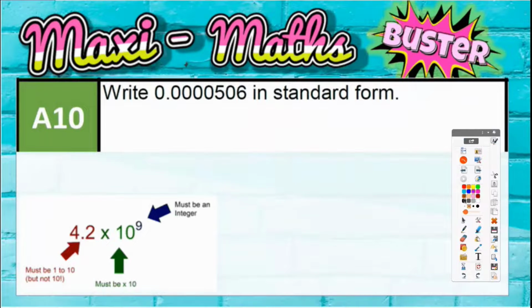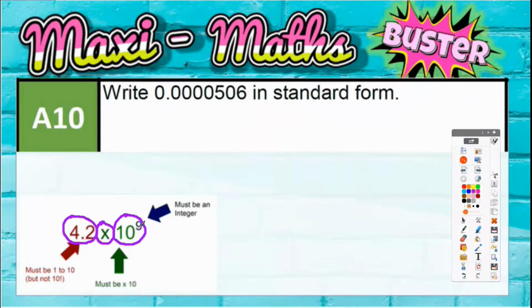Question 10. Write 0.0000506 in standard form. Now remember, standard form has to have three parts. It's got to begin with a number between 1 and up to 10, but it can't be 10. So in other words, 9.9 recurring. It's got to have a times sign and it's got to have a power of 10.